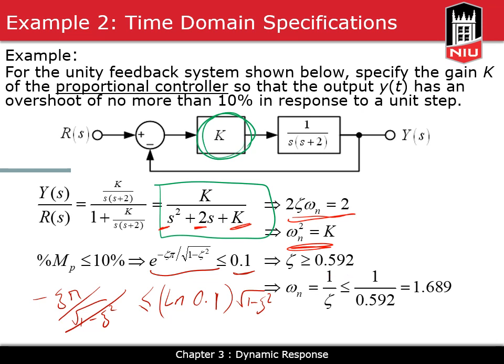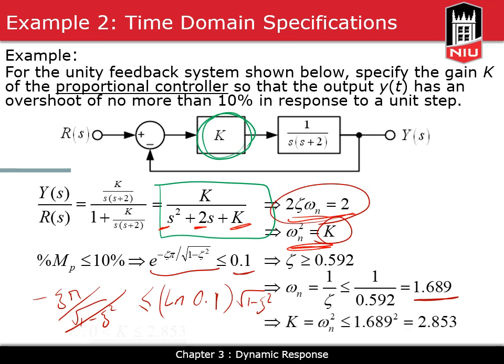Erase this. Omega n is 1 over zeta, right? Based on this first equation here, zeta omega n is equal to 1, so omega n is 1 over zeta. If zeta is greater than 0.59, then 1 over zeta has to be less than 1 over 0.59. That means omega n has to be less than 1.689. If omega n has to be less than that, then we can just square that and find out what would be the maximum value for k, because k is omega n squared. So that's the final piece of the answer here.